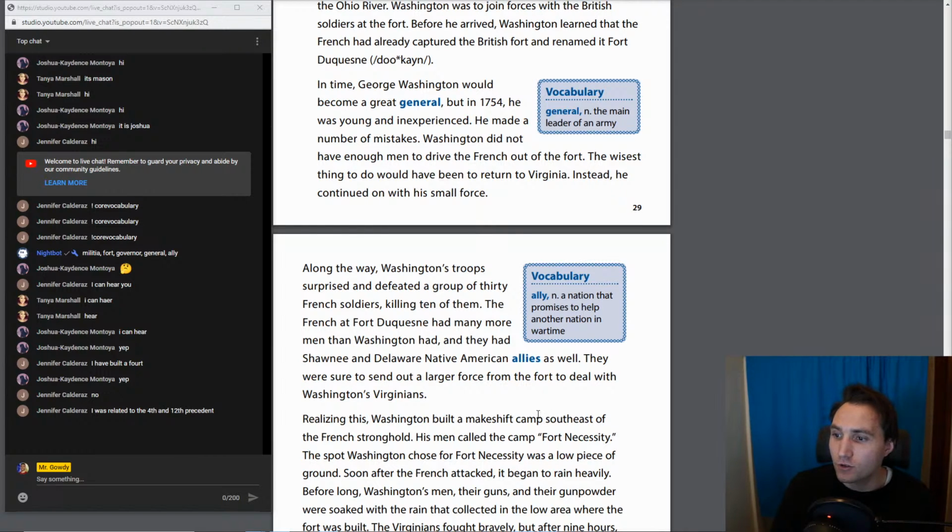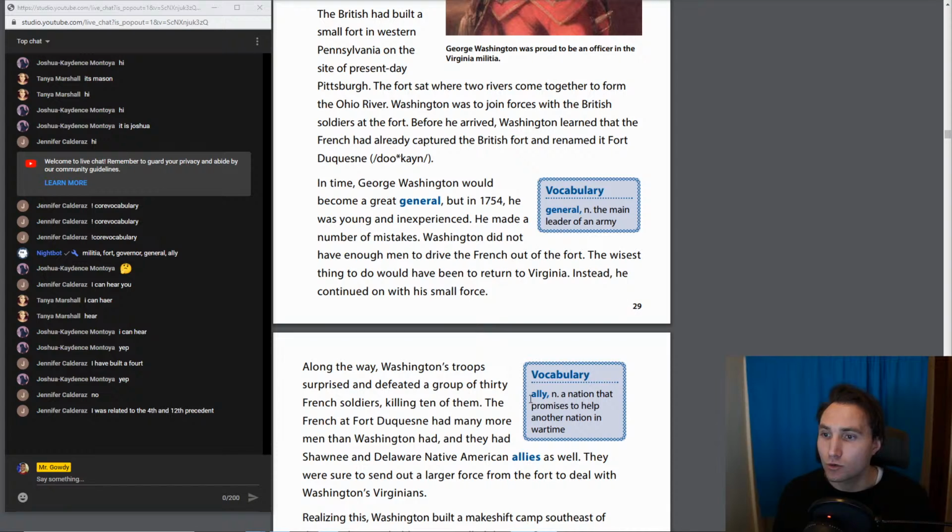The French at Fort Duquesne had many more men than Washington had, and they had Shawnee and Delaware Native American allies as well. Okay, let's pause. We just went over 2 vocabulary words. So a general is the main leader of an army.